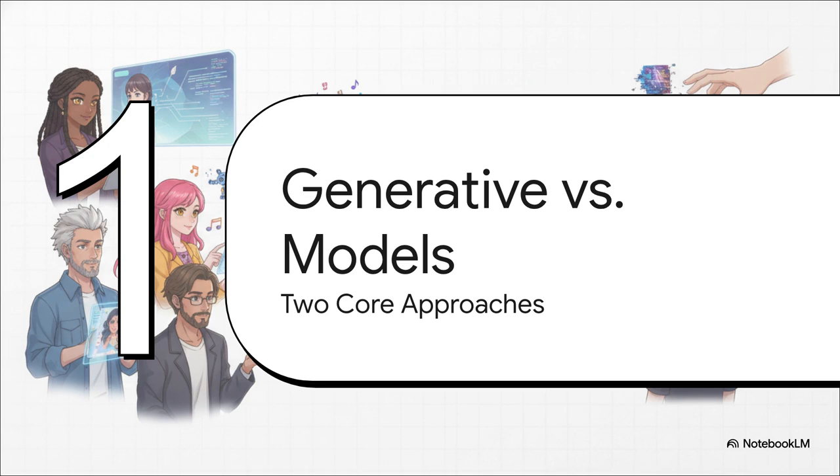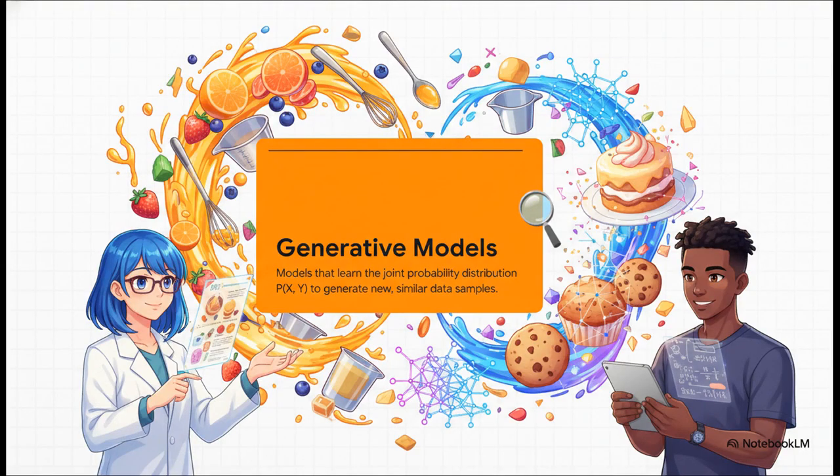Okay, let's dive right in with the most fundamental distinction in all of machine learning. Seriously, this one sets the stage for everything else that follows. It's the two core ways a model can learn from data. So, first up, we've got generative models.